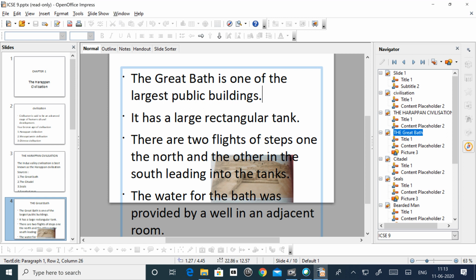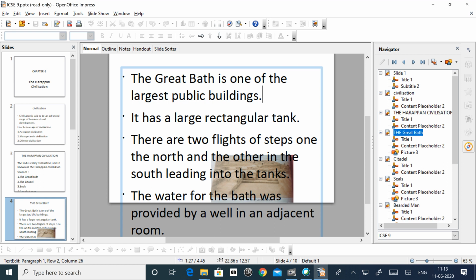These are the important features of Great Bath. It is one of the largest public buildings, and it has a large rectangular tank, and there are two flights of steps, one in the north and other in the south, leading into the tank. And the water for the bath was provided by a well in an adjacent room.